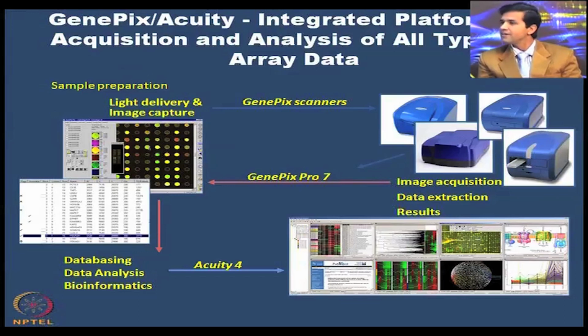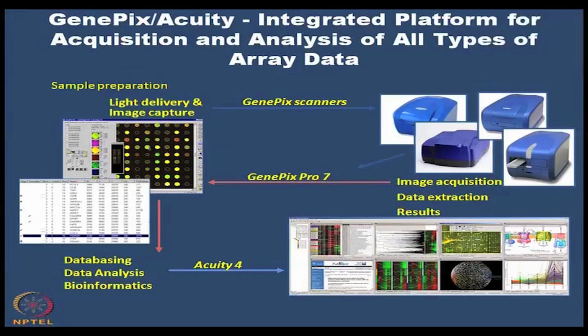Another software which is also used is Acuity, which is a third level statistical analysis software. So in brief, the hardware is attached with a data acquiring software called GenePix Pro, and this GenePix Pro software now gives the results to Acuity, which can be further used for statistical analysis.